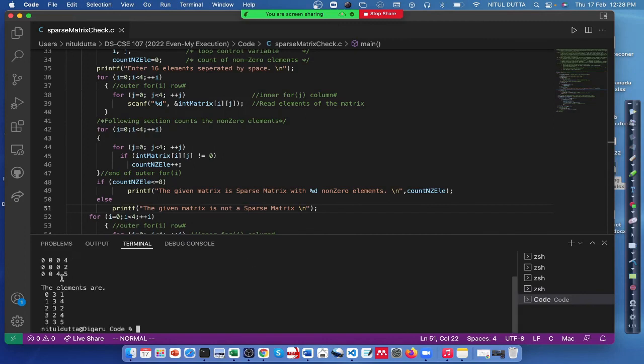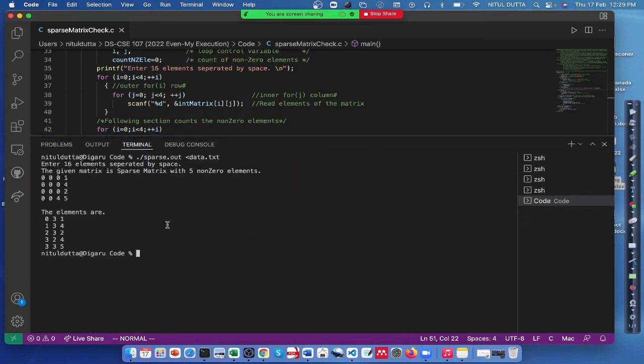Okay, see, this is the sparse matrix. Let me make it bigger for you. The given matrix is a sparse matrix with 5 non-zero elements: 1, 2, 3, 4 and 5. These 5 elements are the non-zero elements. The entries are: row 0, column 3, the value is 1; 1 3 is 4; 2 3 is 2; 3 2 is 4; and 3 3 is 5.